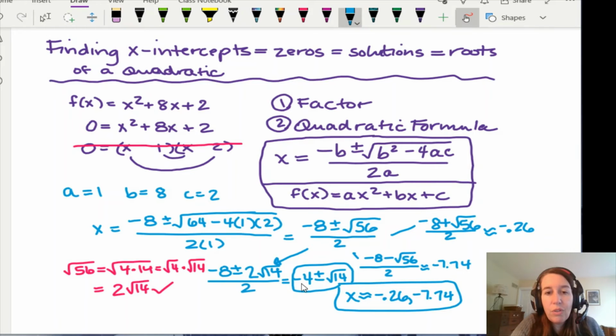And you'll notice if you type in your calculator -4 plus root 14, you'll get this answer. And -4 minus root 14, you'll get this answer. Notice that we do not divide the square root of 14 by the 2, okay? We can't divide if one is a square root and the other is not a square root.